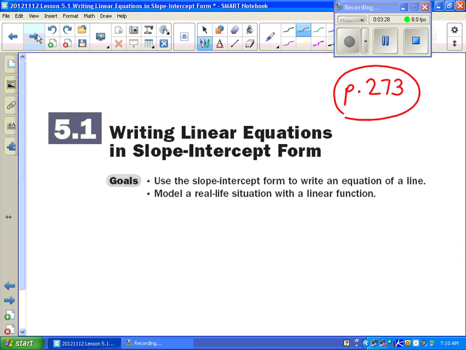Okay, today we're looking at lesson 5.1. It's on page 273. We're writing linear equations in slope-intercept form. We have a couple of goals. Our first one is to use the slope-intercept form to write an equation of a line. And the second one is to model real-life situations with a linear function.